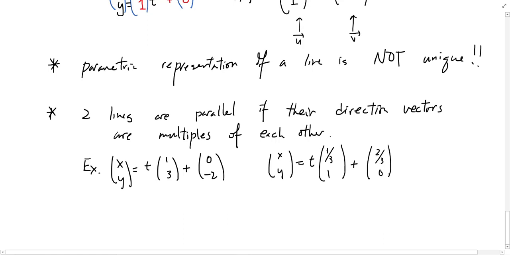Okay. So this statement basically states that if the direction vectors are multiples of each other, they have to be parallel. Now, why is that the case? Well, if you think about it, it makes sense. Because remember, every direction vector defines basically two things: a direction and a magnitude.